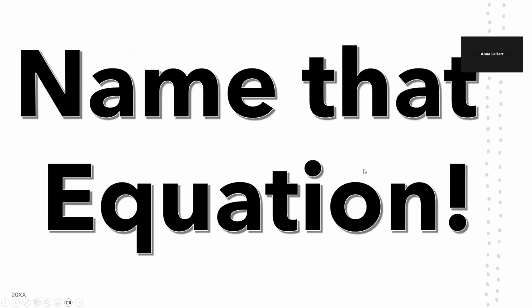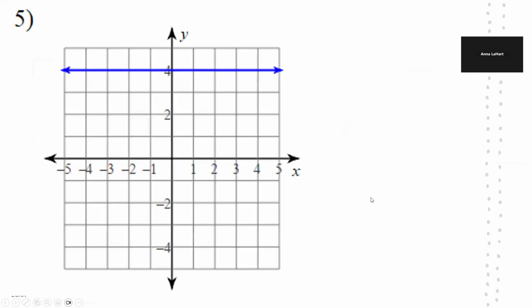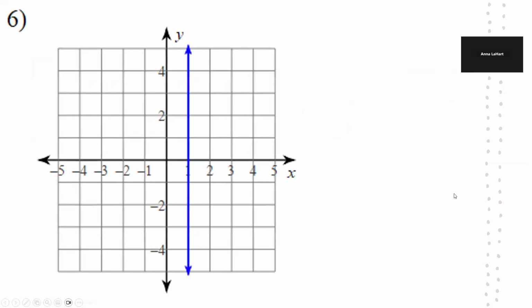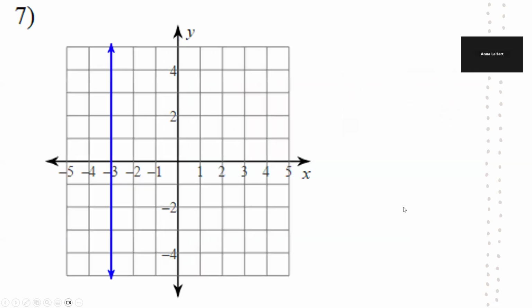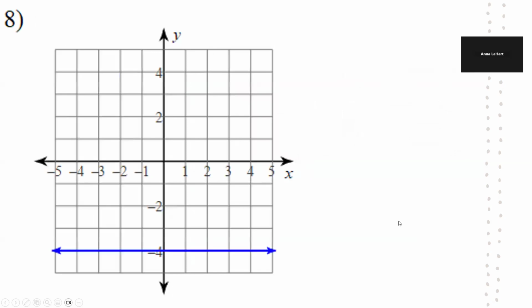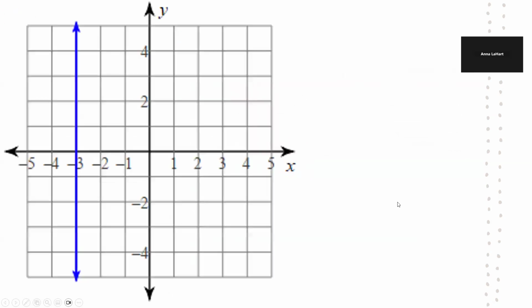All right, now we're at name that equation. I'm going to show you the graph, and then you have to tell me the equation. Here we go. First one in 3, 2, 1. Did you have y equal 4? Next one in 3, 2, 1. Did you have x equal 1? Next one in 3, 2, 1. Did you have -3? In 3, 2, 1. Y equals -4. In 3, 2, 1. Oh my God, I never fixed these.